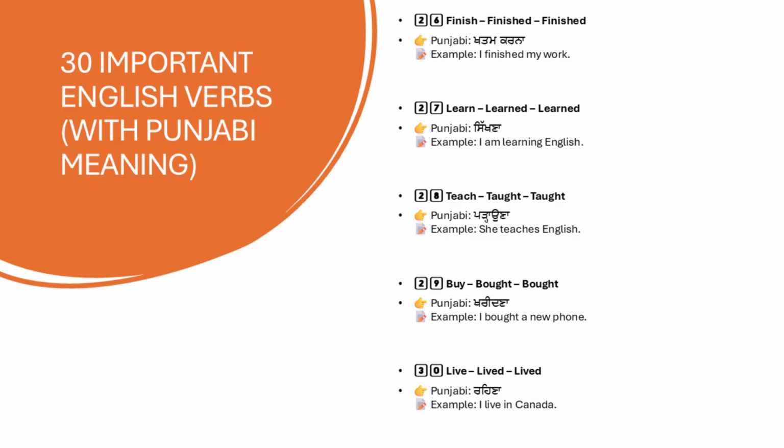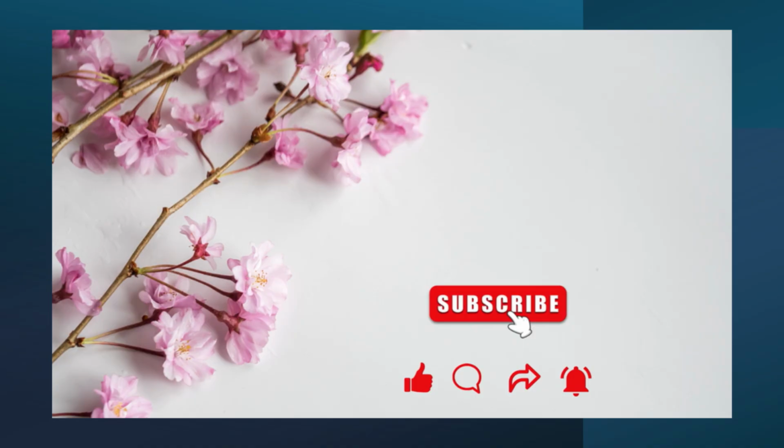So, these were 30 very important English verbs with Punjabi meaning, forms, and examples.